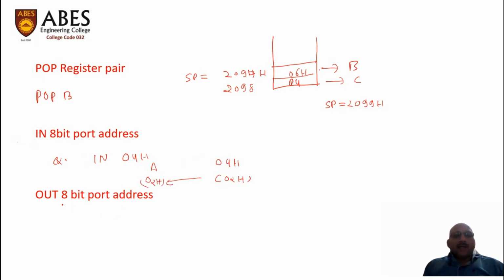Okay. OUT 8-bit port address, what will it do? It moves the value of the accumulator to the device whose port address is given. So I will explain with an example. If I write OUT 06H, what will it do? It will move the content of the accumulator, for example the value 04H, to the device whose address is 06H.